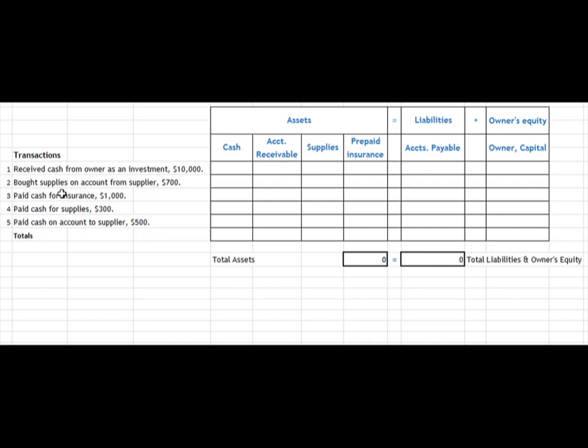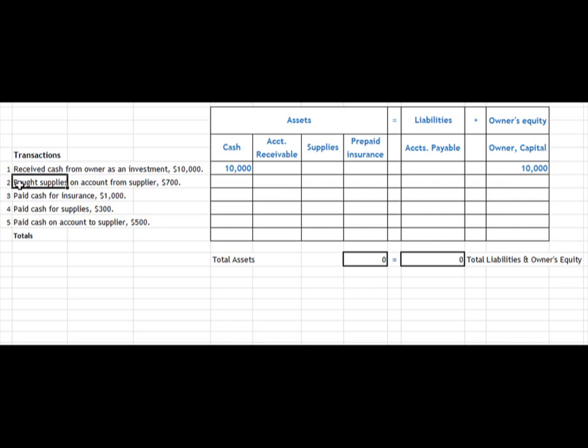So let's begin. For transaction 1, the business received cash from owner as an investment, $10,000. Since the business received cash, the cash account will increase by $10,000. And since it's an investment, the owner capital account will also increase by $10,000. Always remember, if there's an investment, it will increase the owner's capital of the business. And we can see that asset is still equal to the liabilities plus the owner's equity.